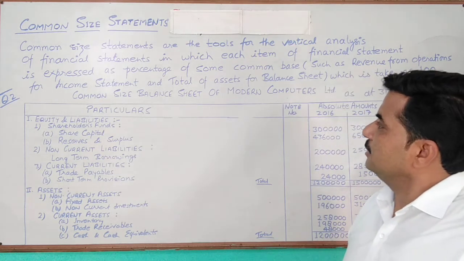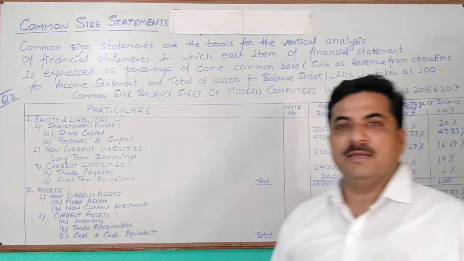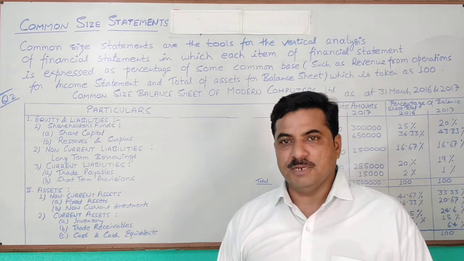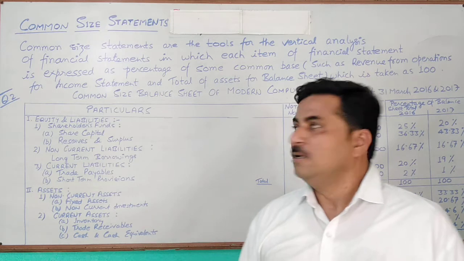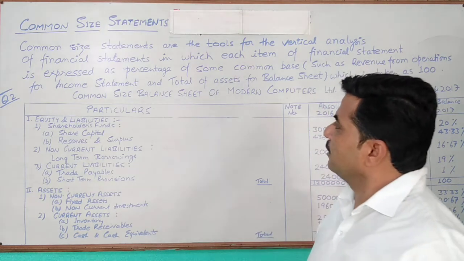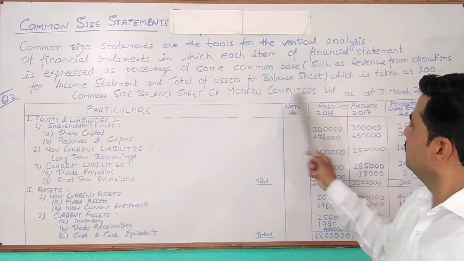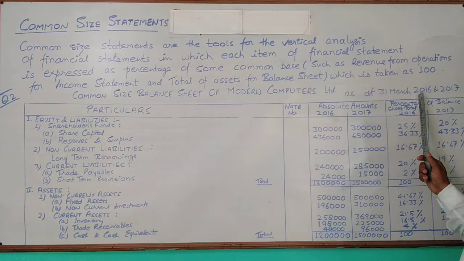सबसे पहले हम स्टडी करेंगे कॉमन साइज बैलेंस शीट की, और नेक्स्ट टॉपिक हम बाद में लेंगे कॉमन साइज इनकम स्टेटमेंट का। तो कॉमन साइज बैलेंस शीट को समझने के लिए मैंने आपके लिए क्वेश्चन लिया है, क्वेश्चन नंबर 2। In question number 2, we have to prepare common size balance sheet of Modern Computers Limited as at 31st March 2016 and 17.